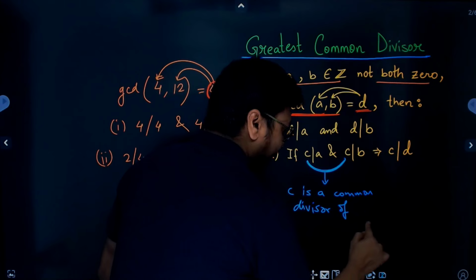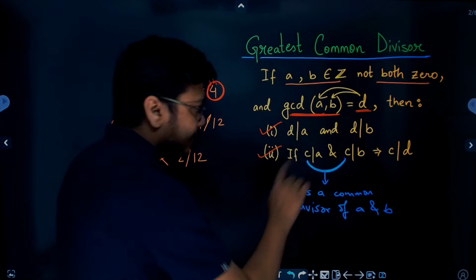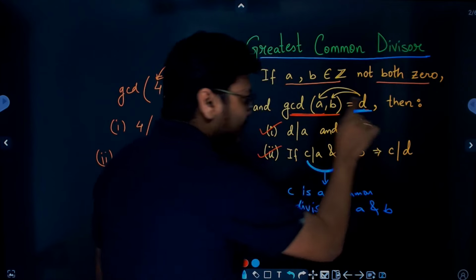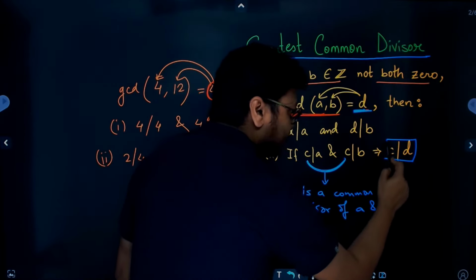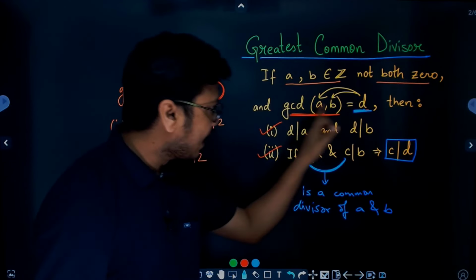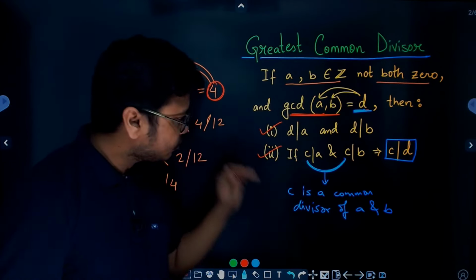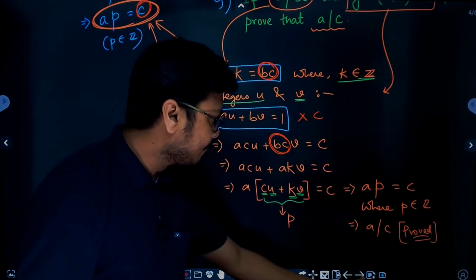So if C is a common divisor of A and B, and if D was the GCD of A and B, then it meant that this common divisor divides the GCD, right? The common divisor C divides the actual GCD. So this was part of my definition. So I'm going to just use this property here.